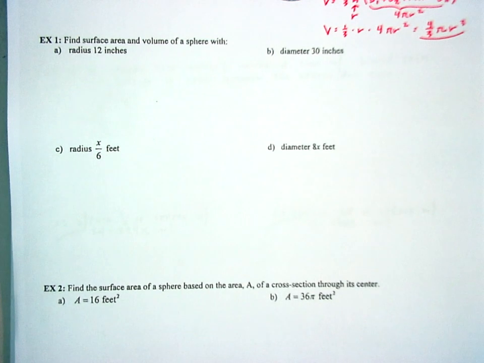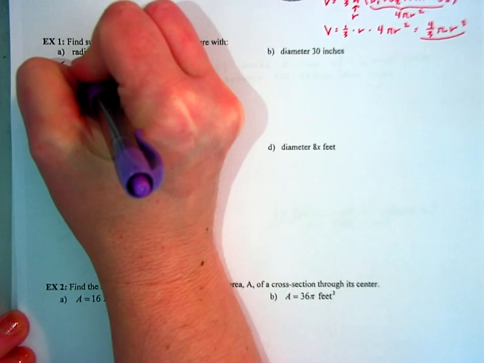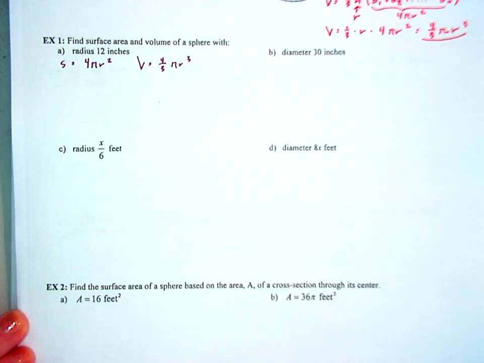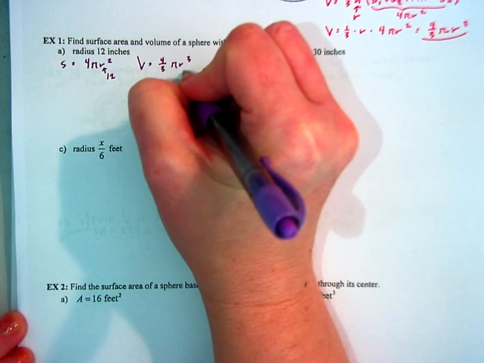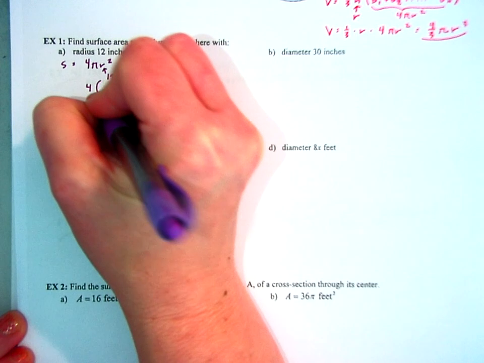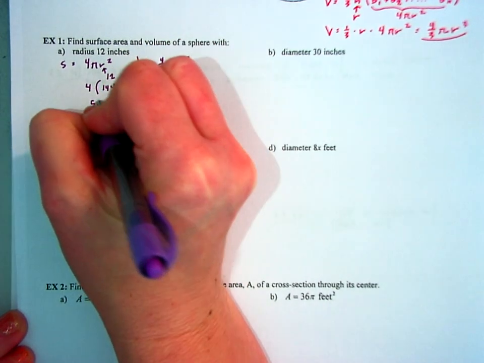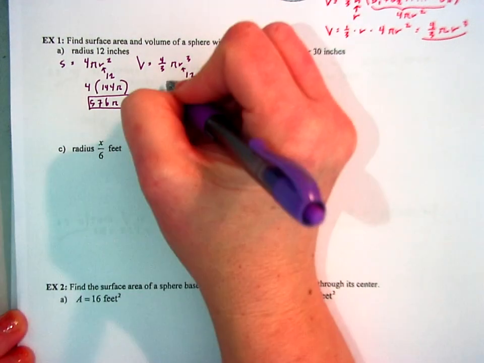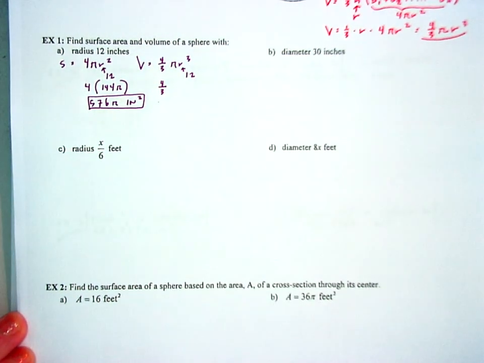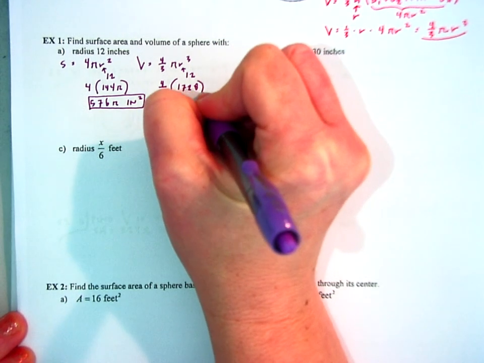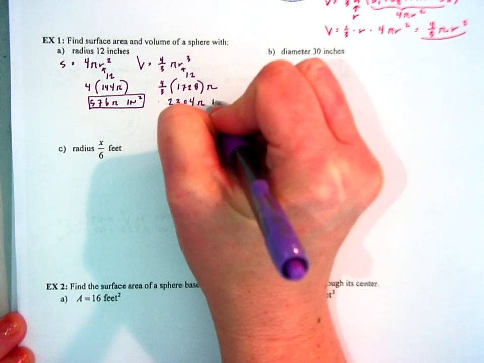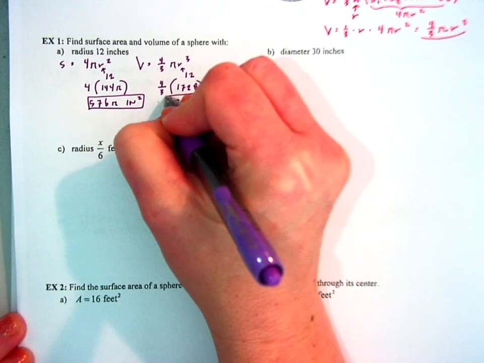Find the surface area and volume of a sphere with a radius of 12 inches. Okay. Surface area is 4 pi r squared. Volume is 4/3 pi r cubed. So all I'm doing is plugging in a 12 for the radius. I have 4 times 144 pi, so 576 pi square inches. Over here I have for volume 4/3 times 12 cubed, so 1,728, and then pi, so that will multiply out to be 2,304 pi cubic inches. Volume is always units cubed.